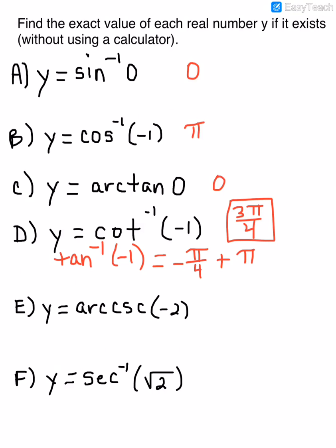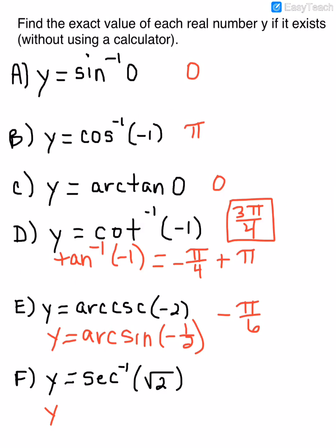All right, for arc cosecant, cosecant is the reciprocal of sine. So this would be the same as the arc sine of -1/2. Well, the arc sine of -1/2 is -pi/6.